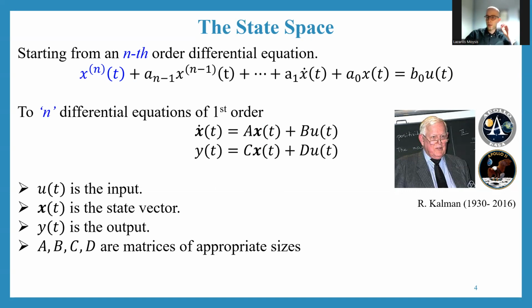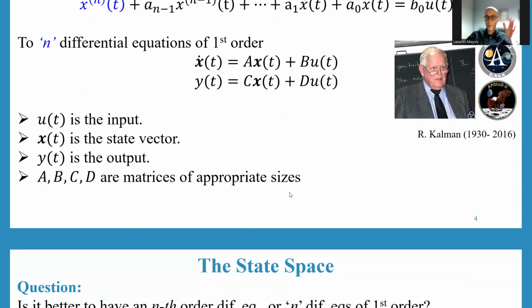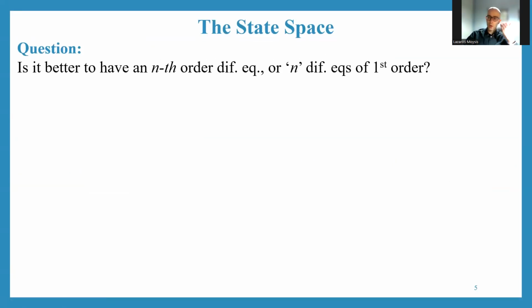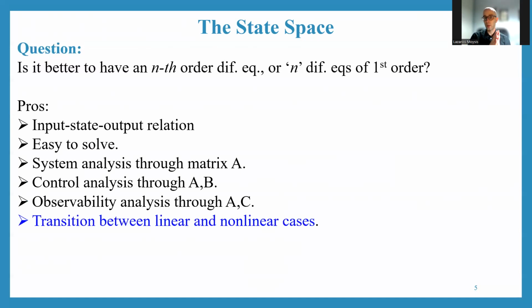This difference in going from nth order to n differential equations of first order has many pros. The obvious question is: Lazarus, why are we going from just one differential equation to multiple differential equations? Upon first looking at that, it makes no sense. It makes you think that there's no way this is a better choice. But actually, it is a better choice, because now you can have an input, state, output relation.